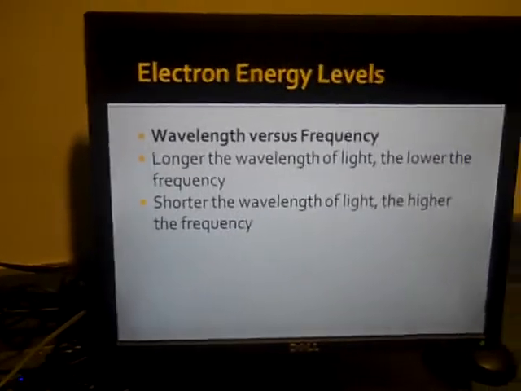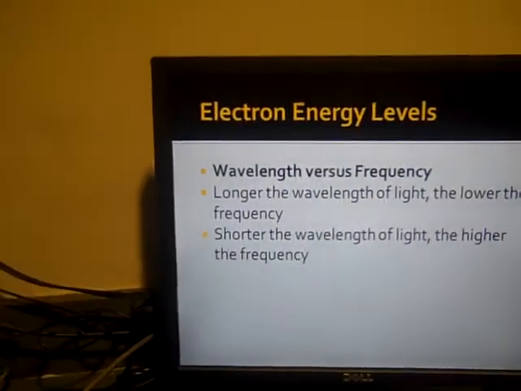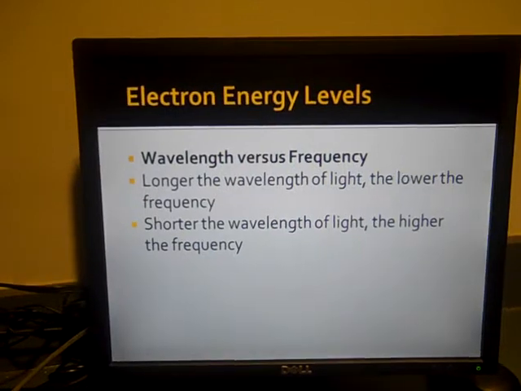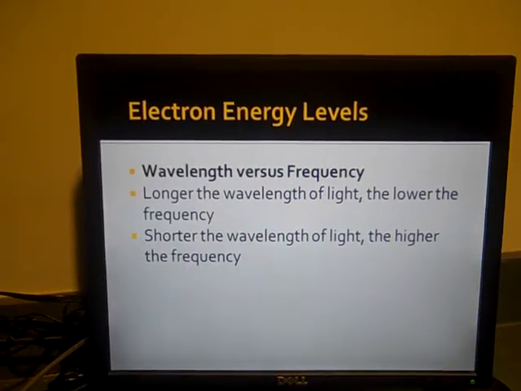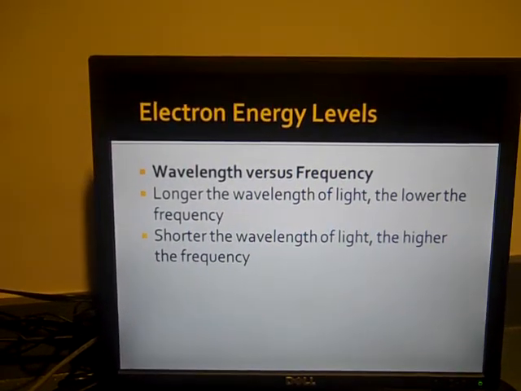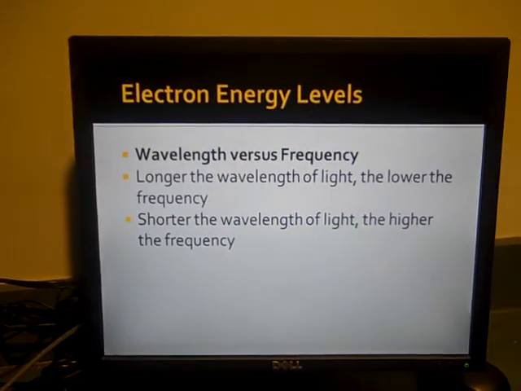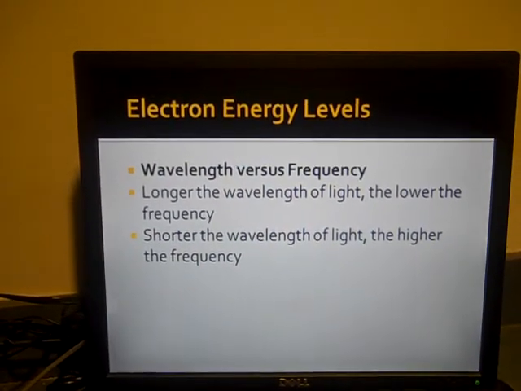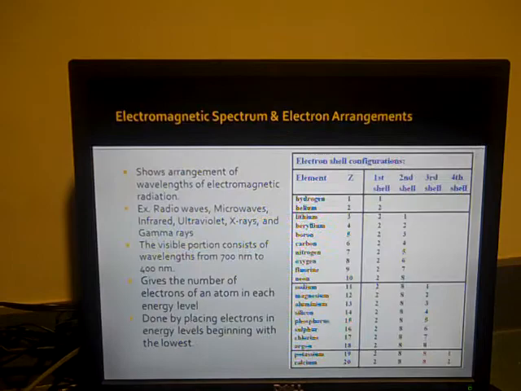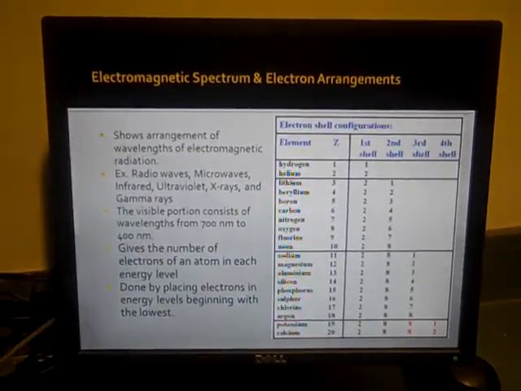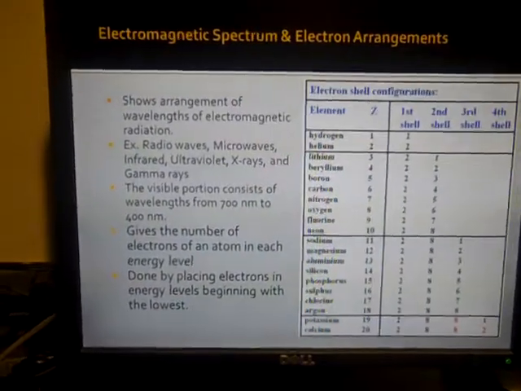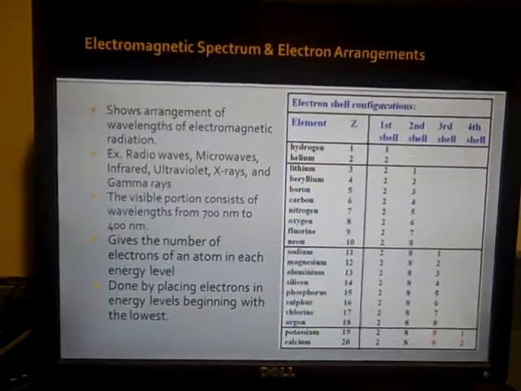And then we have the electron energy level, and then we have wavelength versus frequency. The longer the wavelength of light, the lower the frequency. The shorter the wavelength of light, the higher the frequency. And next is the electromagnetic spectrum and the electron arrangement.